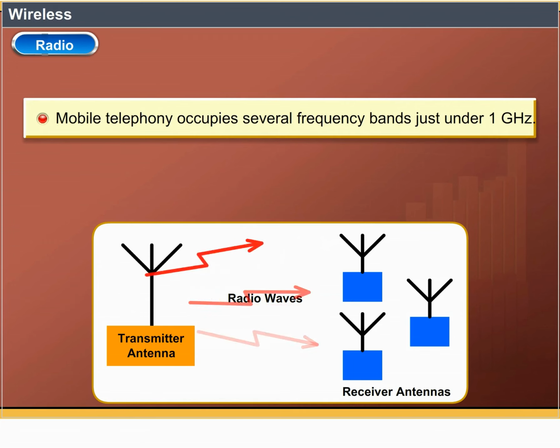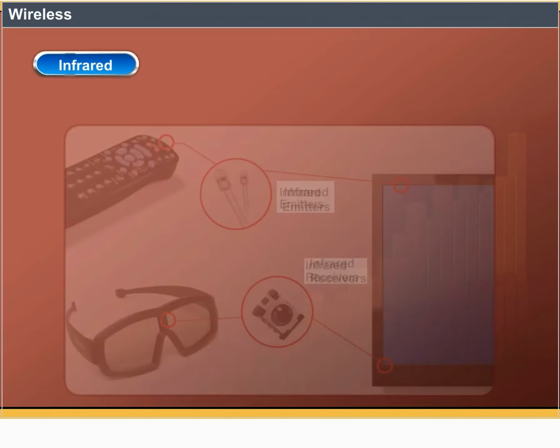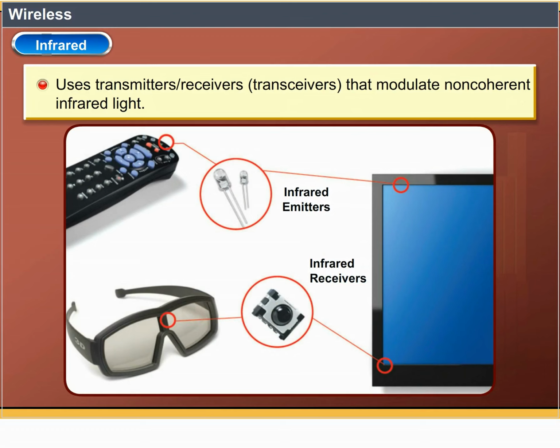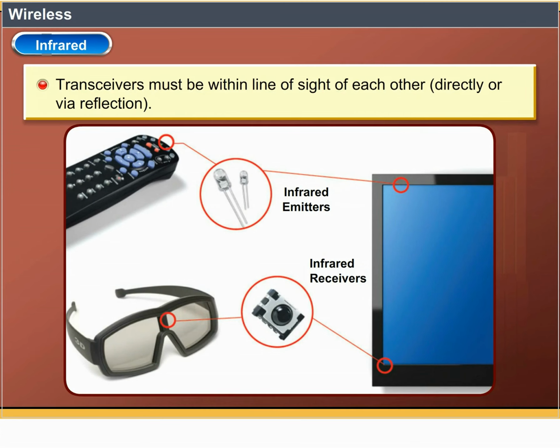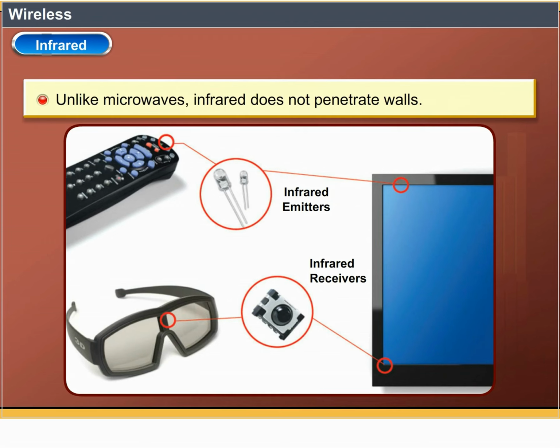Infrared uses transmitters or receivers, also called transceivers, that modulate non-coherent infrared light. Transceivers must be within line of sight of each other, that is directly or via reflection. Unlike microwaves, infrared does not penetrate walls.